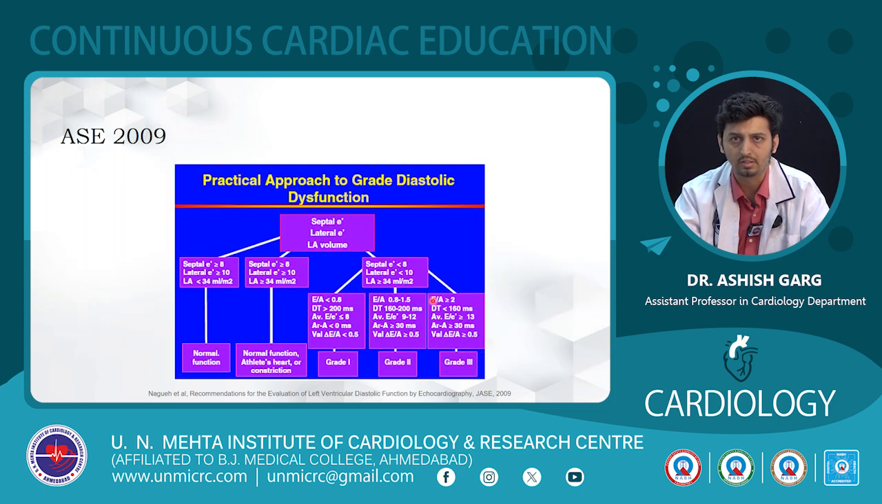So you measure the septal and the lateral E primes, the LA volume. If the LA volume is increased more than 34 ml per meter square, that goes in favor of diastolic dysfunction. The E by A ratio more than 2, the deceleration time less than 150, all these are suggestive of a grade 3 diastolic dysfunction. And if the septal E prime is more than 8, the lateral E prime more than 10, the LA volume index less than 34, you can be sure that there is normal diastolic function.